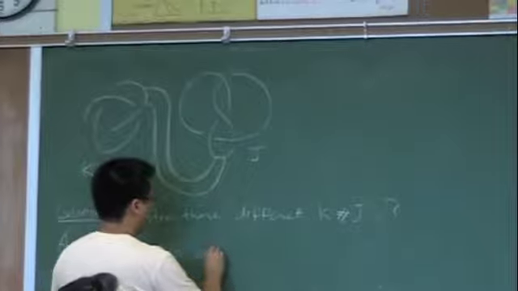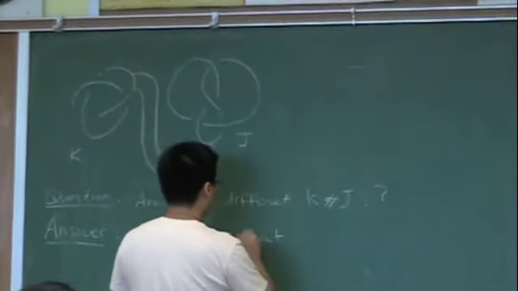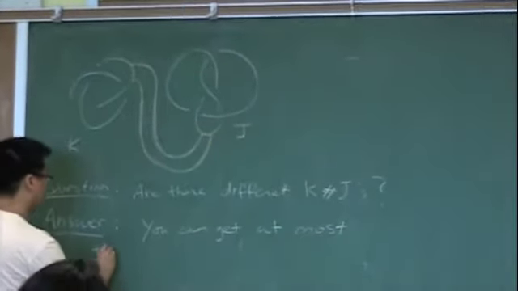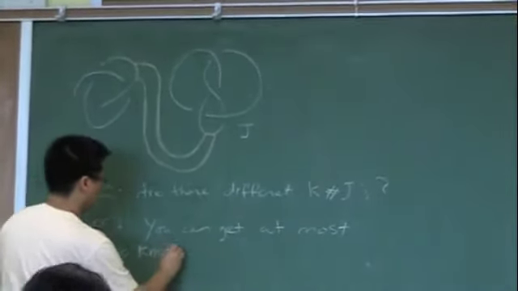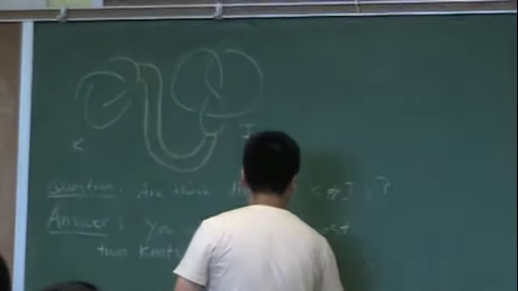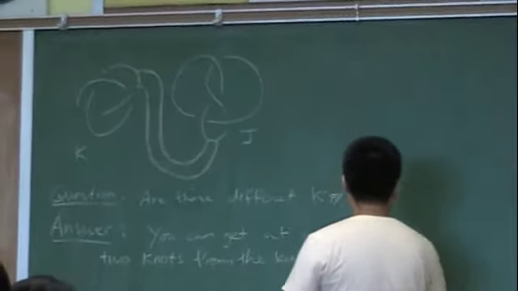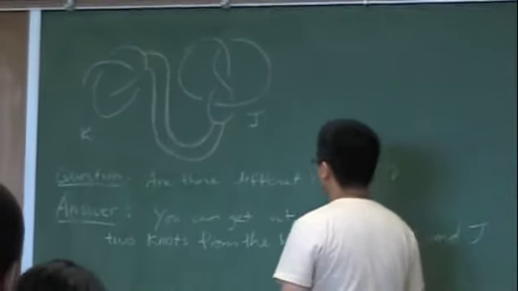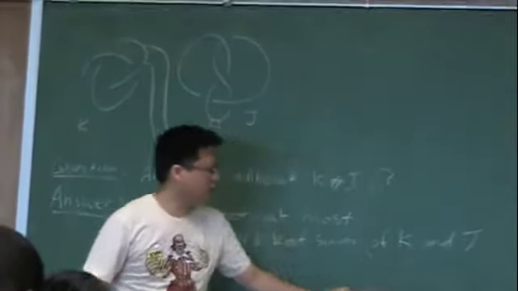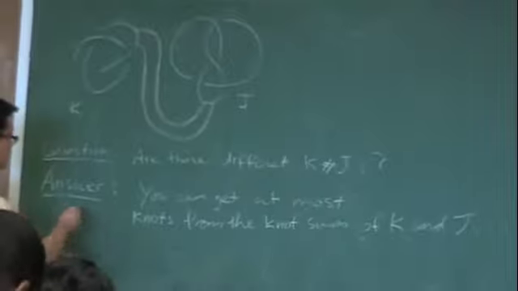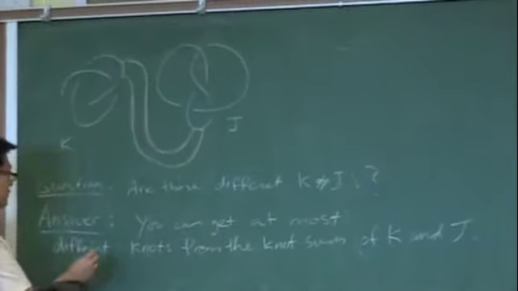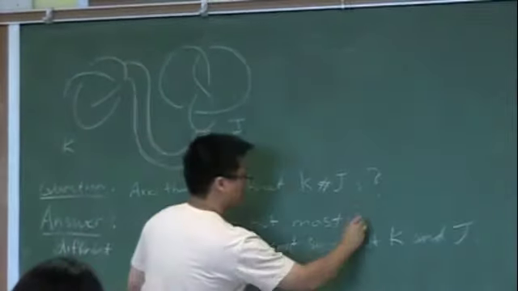you can get at most 2 knots from the knot sum of K and J. So at most 2, I think when you say 2 knots you understand they're different, but let's just emphasize: at most two different knots.